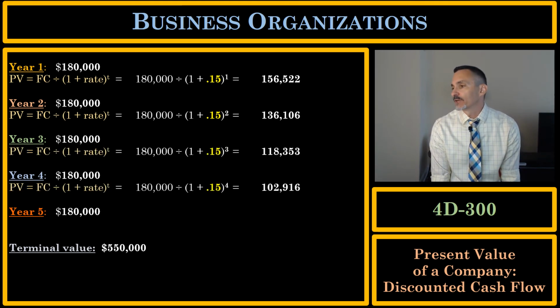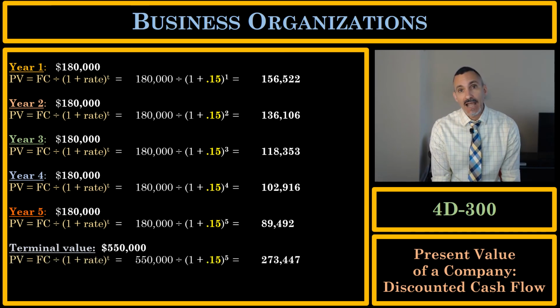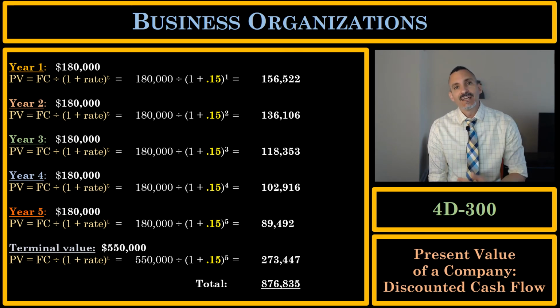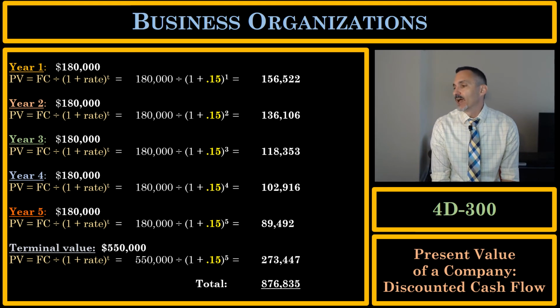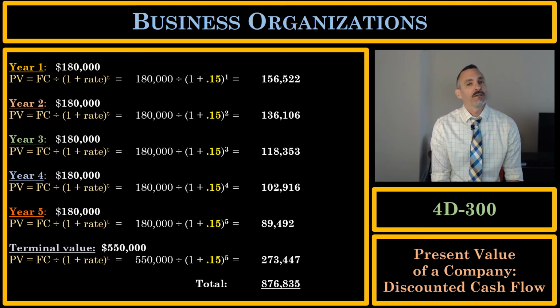We do the same for year 3. We do the same for year 4. We do the same for year 5. We also have the terminal value, which is also after year 5. We discount that back to present value. And you see all those present values, then we add them up. So the present value of the company, assuming these cash flows in each of year 1 through 5, is about $876,000.